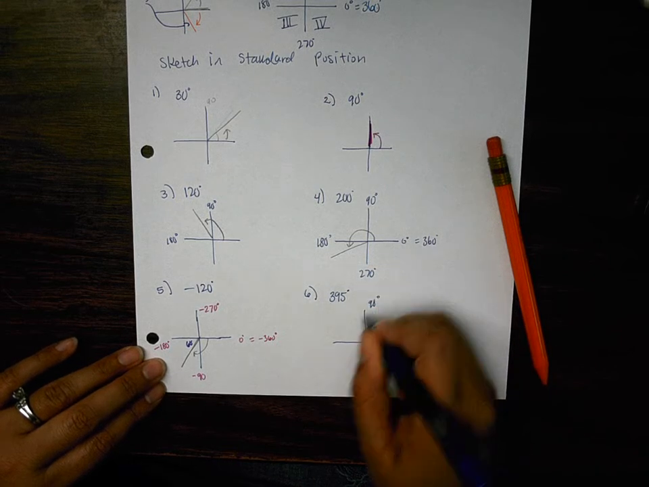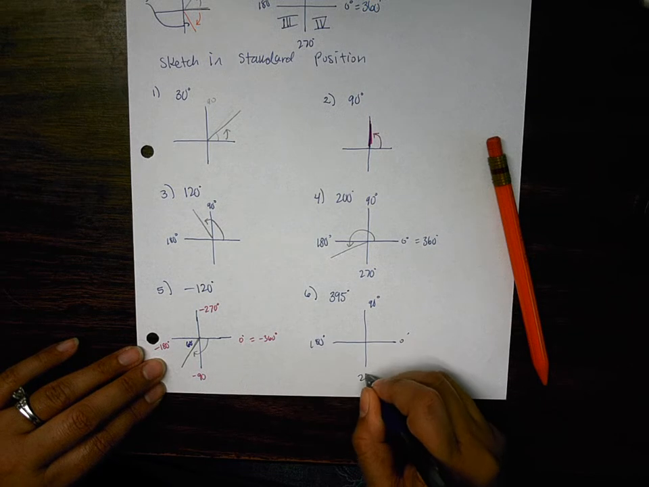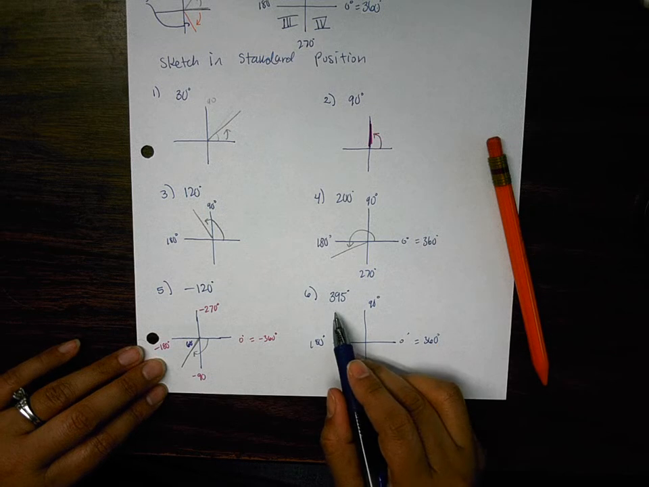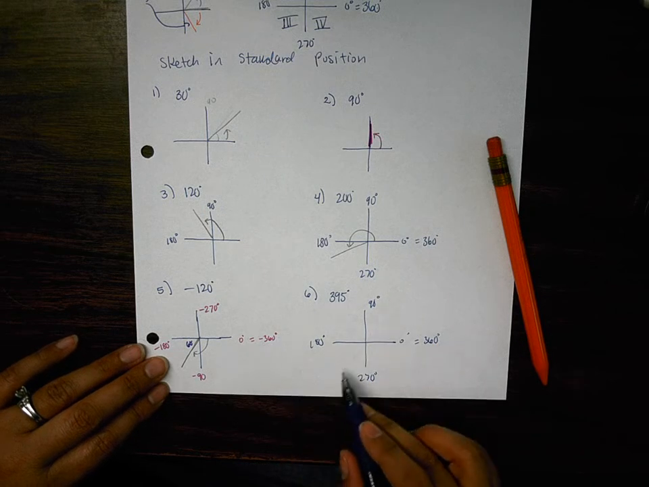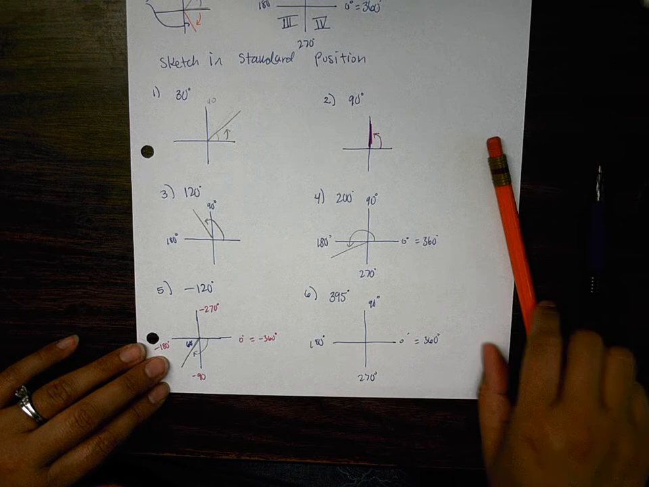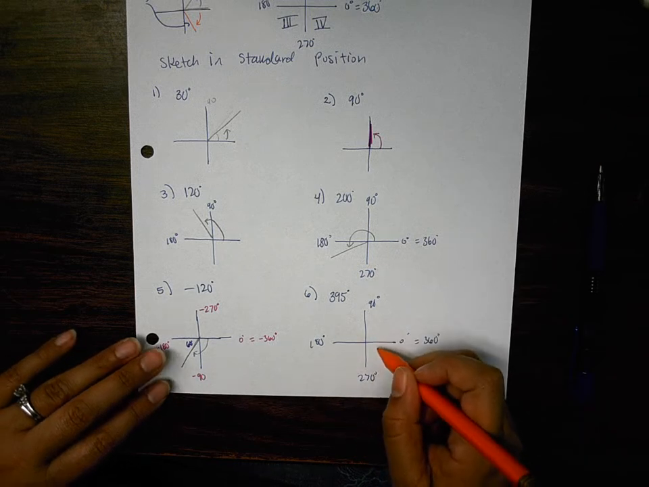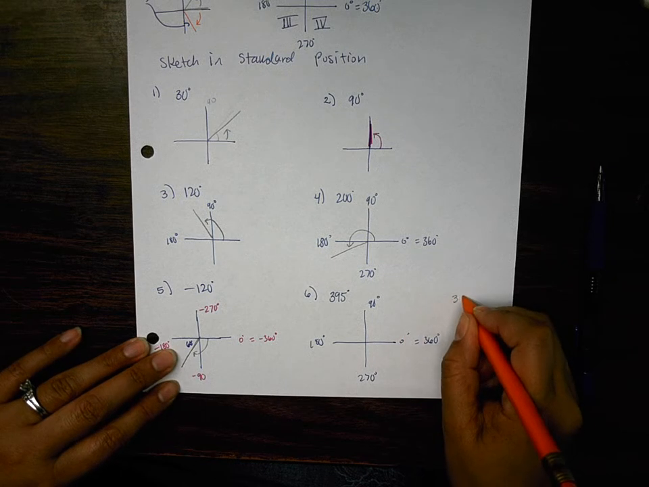Okay, number 6, 395 degrees, positive. So this is 0 degrees, 90 degrees, 180, 270, and 360. Will I go around one whole time on this one? Yes. So I go around at least once to 360.